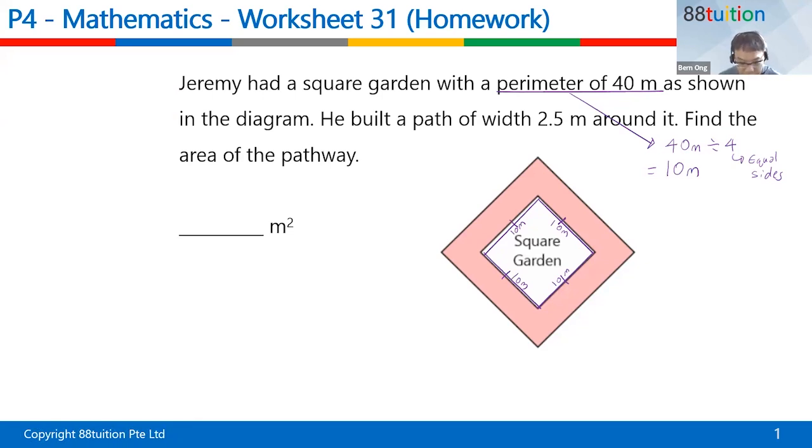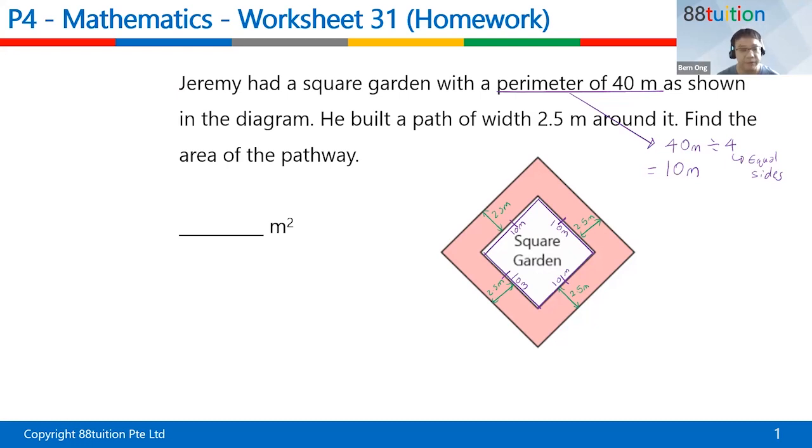So Jeremy built a path of 2.5 meters around it. What's the meaning of building a 2.5 meter path? It means that down here, children, look, this gap is 2.5 meters, so that people can walk around the path or maybe go jogging. So there's a 2.5 meter path around the square garden, so that people will not step into his square garden.